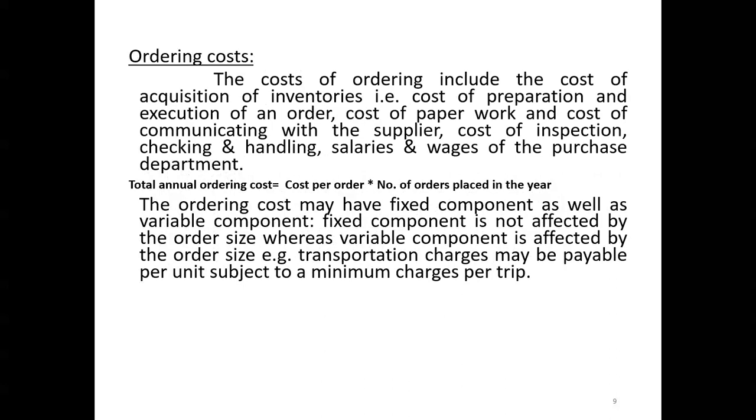So the cost of ordering includes the cost of acquisition of inventories, and the cost of preparation and execution of an order: how much cost you incur for executing an order, the cost of paperwork, the cost of communicating with the supplier, the cost of inspection, checking, handling, salaries and wages of the purchase department. So the total annual ordering cost is equal to the cost per order multiplied by the number of orders placed in the year. So the ordering cost may have a fixed component as well as a variable one. The fixed component is not affected by the order size, whereas the variable component is affected by the order size.